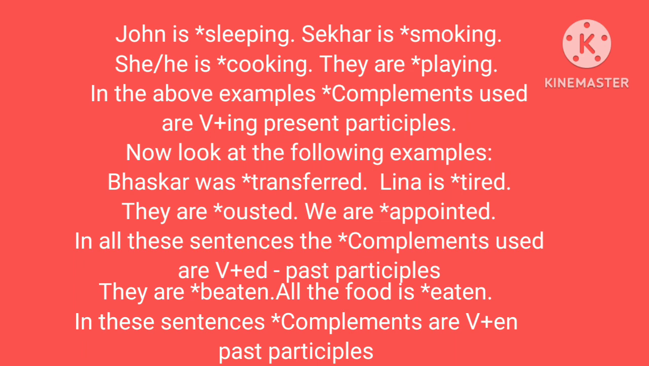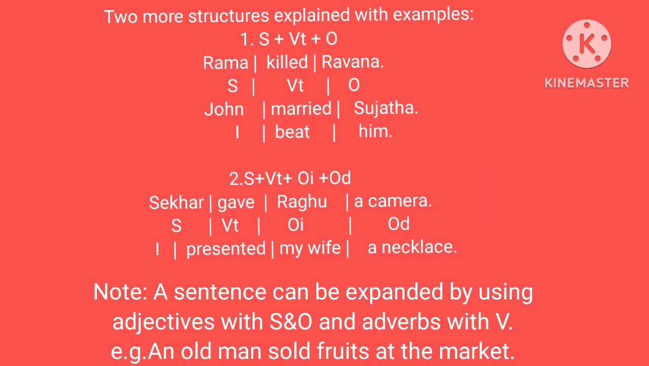Now look at the following examples. Bhaskar was transferred. Leena is tired. They are ousted. We are appointed. In all these sentences, the complements used are V plus ed, past participles. They are beaten. All the food is eaten. Here, beaten and eaten, the third complements, are V plus en participles. Right? Next.